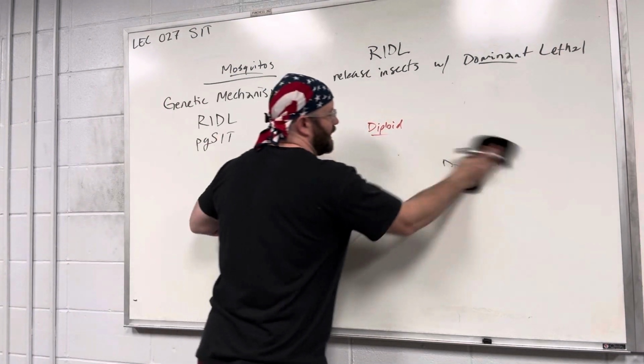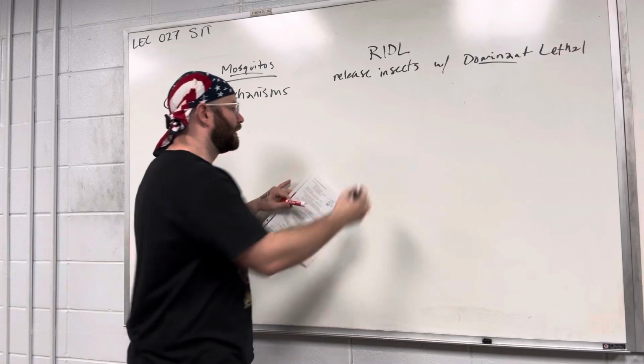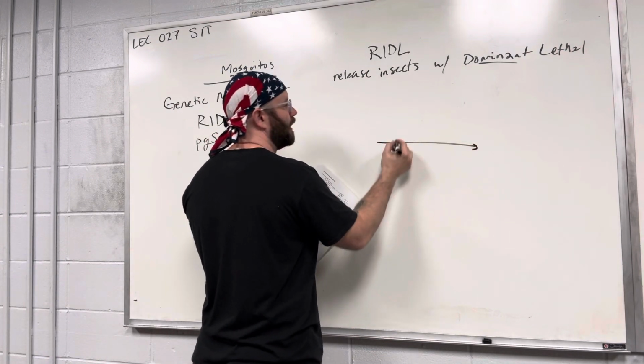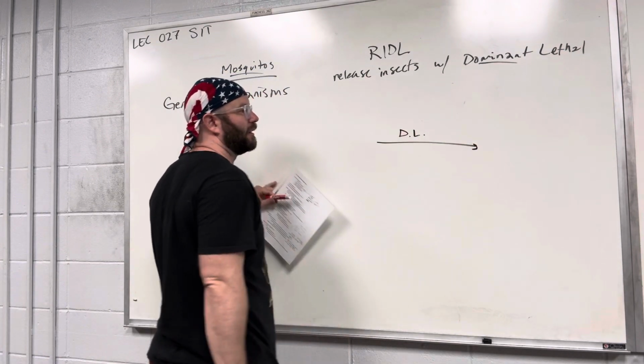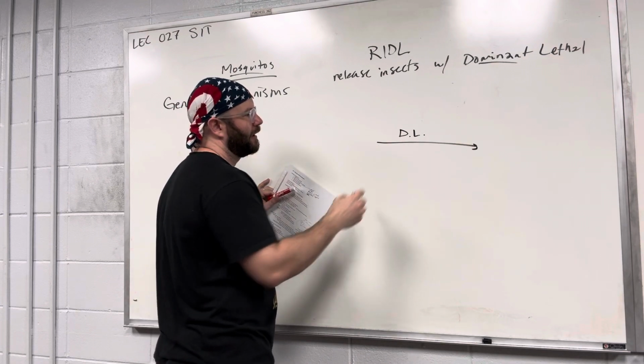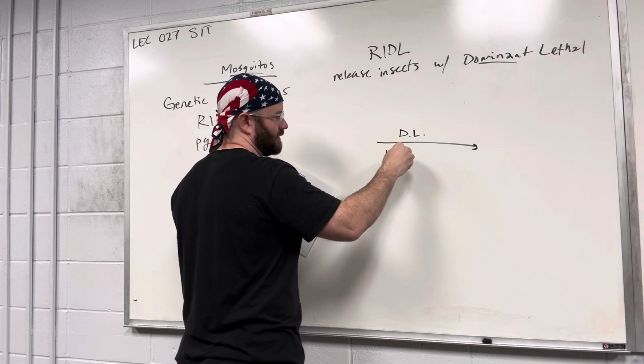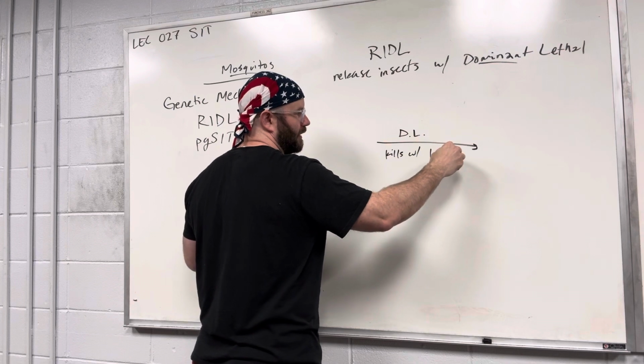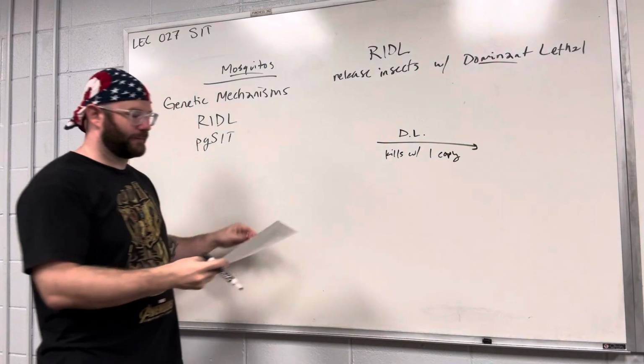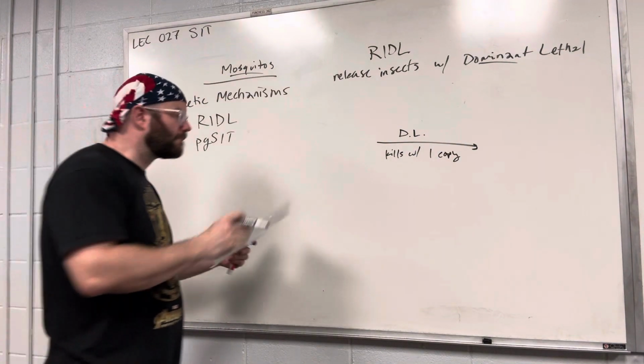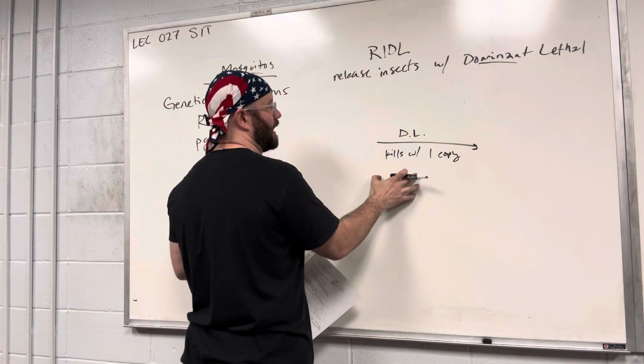So then what is a dominant lethal? Let's say we have some gene, which is a DL, dominant lethal. What does that mean? It kills the organism with just 1. Yes. So it kills with 1 copy. Okay. So now we understand what a dominant lethal is.